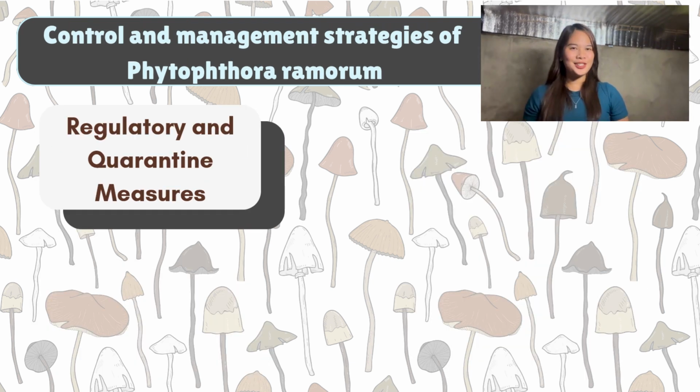Fourth is sanitation and host removal. Removing the infected plants and debris reduces the source of inoculum and helps contain the disease. The last is regulatory and quarantine measures. Enforcement of regulations and quarantine protocols restricts the movement of infected plant material to prevent geographic spread.